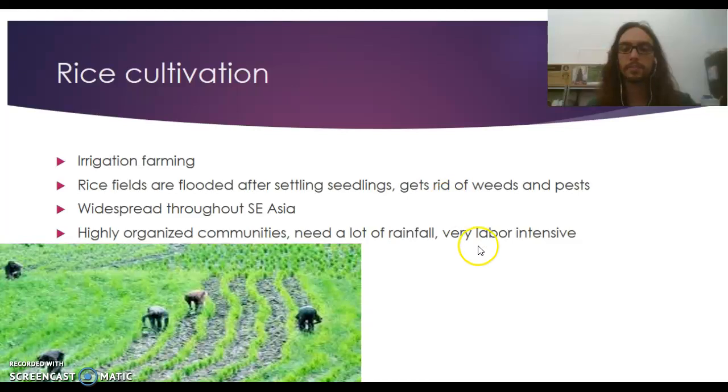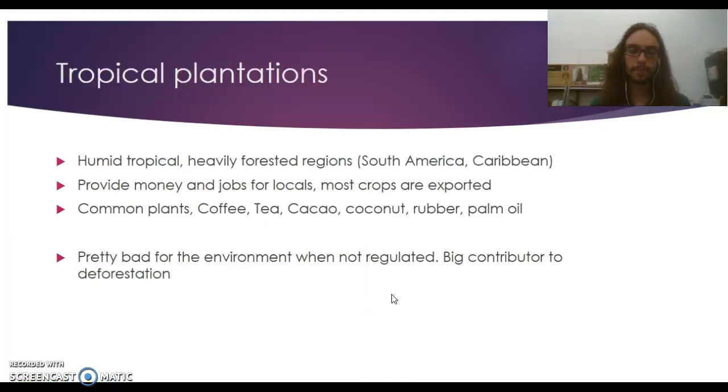So it's highly organized because they kind of use cyclical precipitation to flood their fields, and then they use irrigation as well. So they have to be working with people all around the area because you can't just take all of the water from a stream. You can't divert one stream just to flood your land. You have to work with other people to do that.